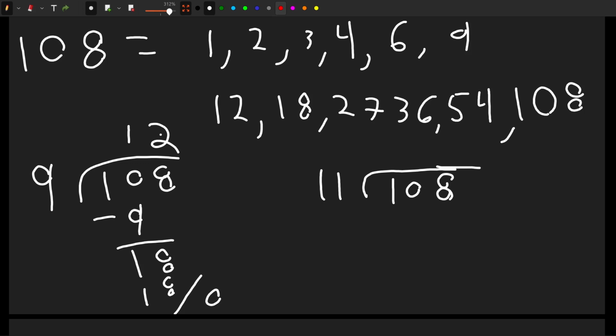How many times does 11 go into 108? Well, the closest one approximately is 11 times 10, which gets you to 110 if you can do the math quickly. So if we try one less, we would do 11 times 9, which would get us to 99. So obviously that's not going to work. So that means our factor set for 108 now is this giant group of numbers.